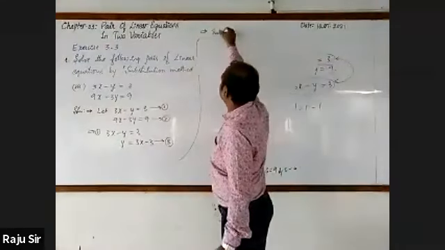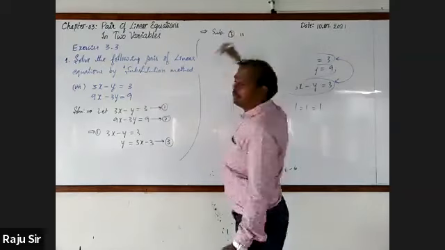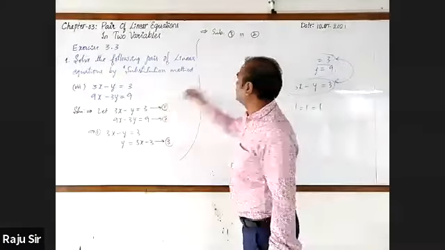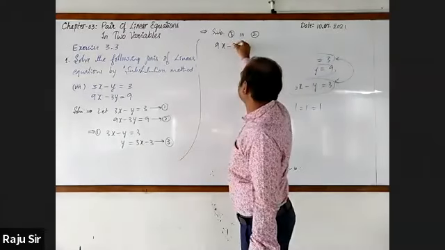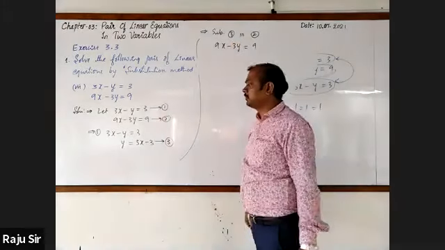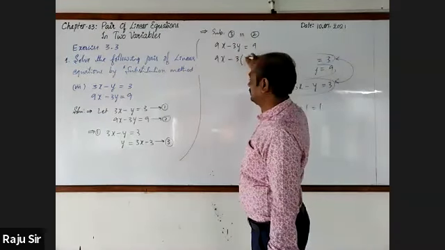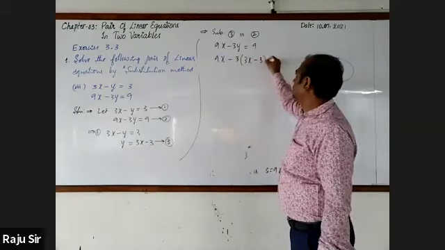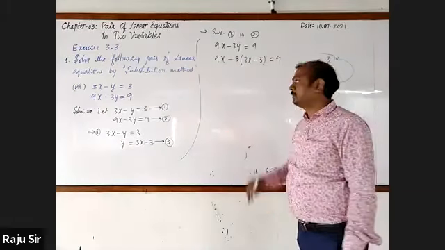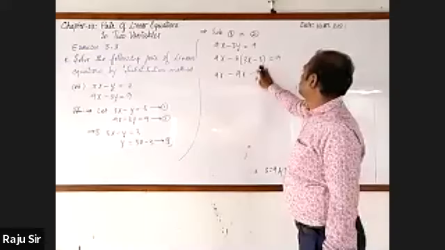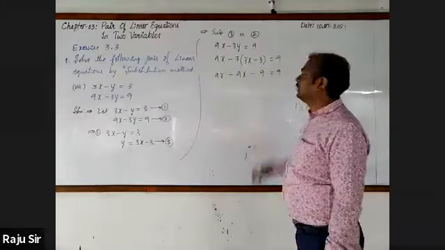Now substitute equation 3 in equation 1 or 2. Let us take equation 2, which is 9x minus 3y is equal to 9, where y is 3x minus 3. 9x minus 3 into 3x minus 3, it's equal to 9. 9x minus 9x, minus 3 times minus 3, sorry, plus 9, it's equal to 9.